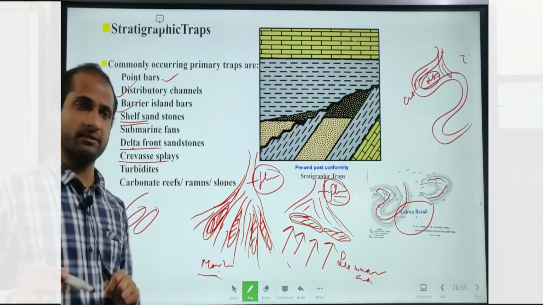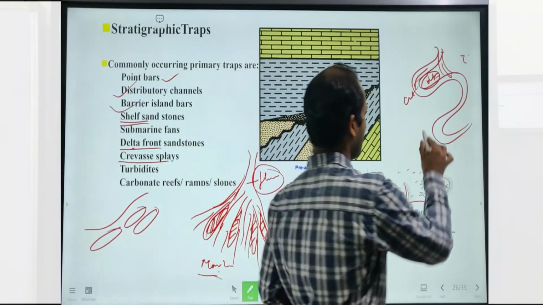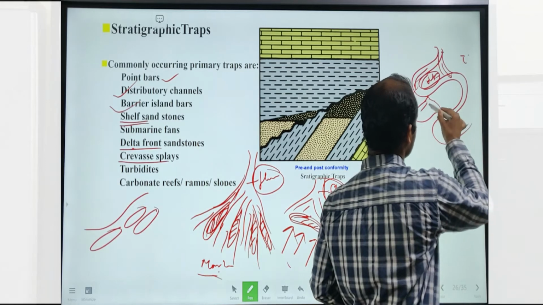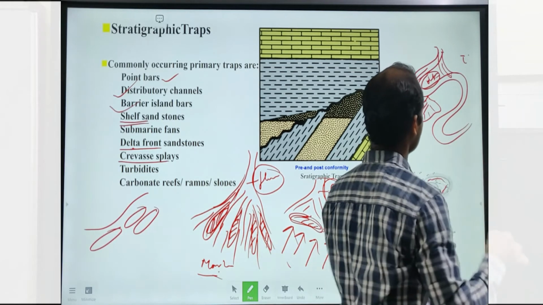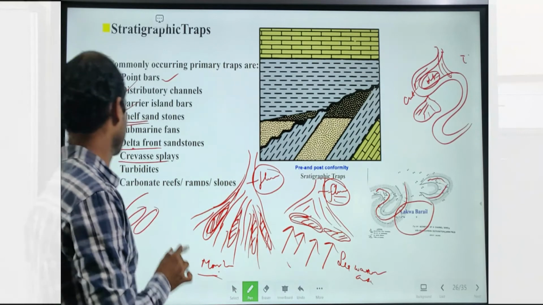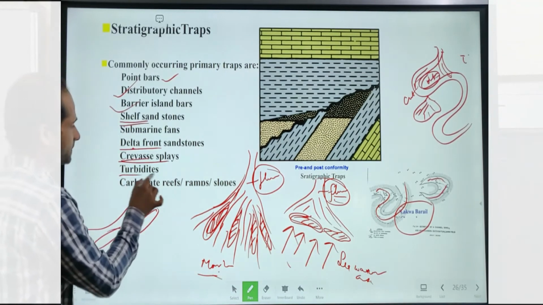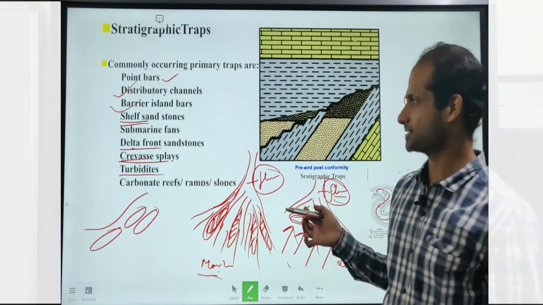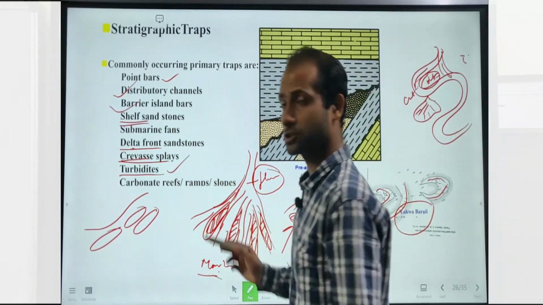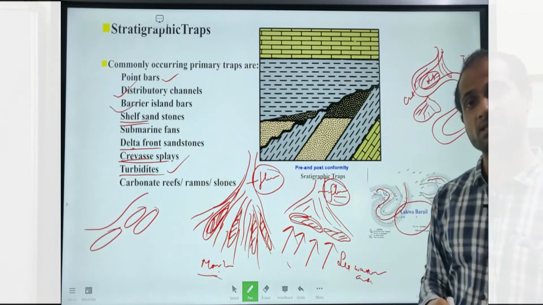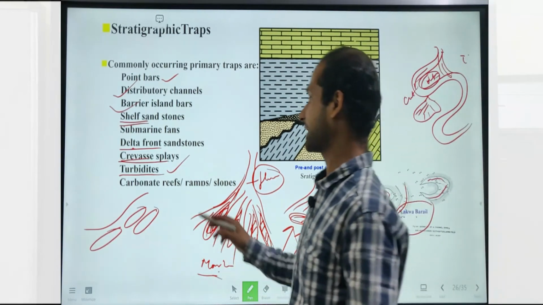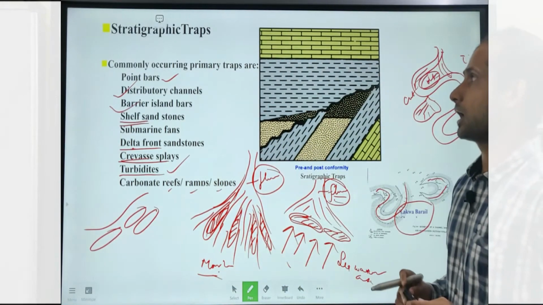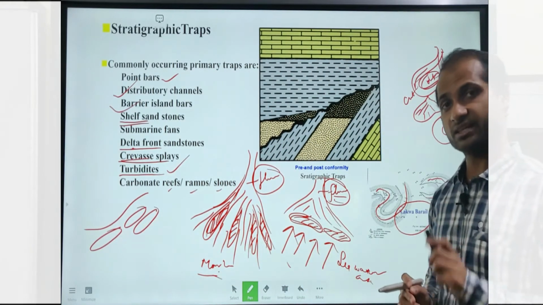Crevasse splay. What is a crevasse splay? When there is meandering, sometimes the levees break out during the monsoon season and lead to deposition of some sediment, and that we call a crevasse splay. Turbidite deposits, you must have started studying turbidites in BSc classes also. They are deep water deposits characterized by the Bouma sequence. Carbonate reef, ramp and slope are also good primary stratigraphic traps.